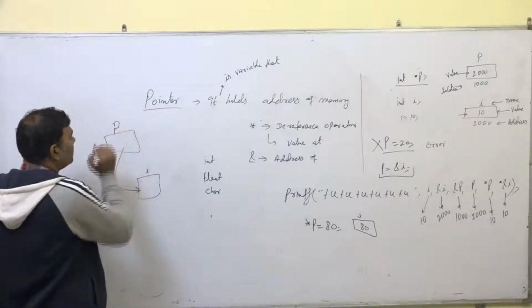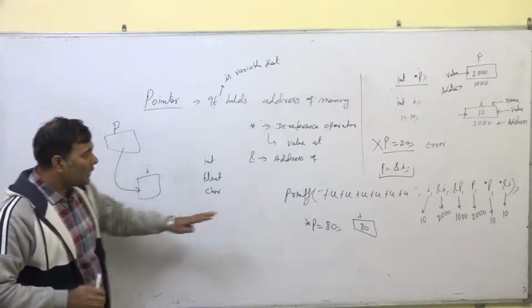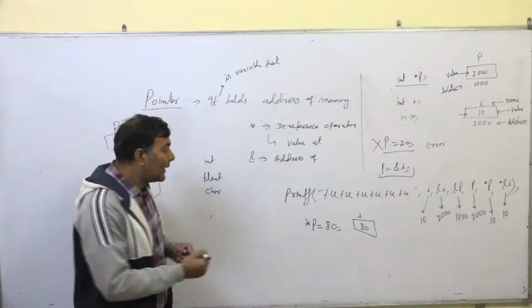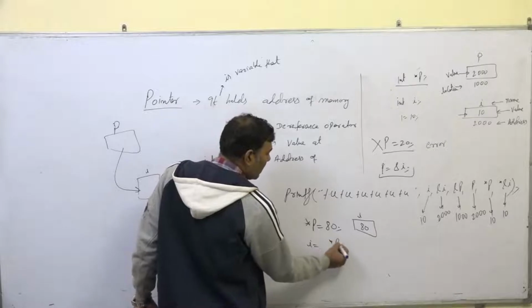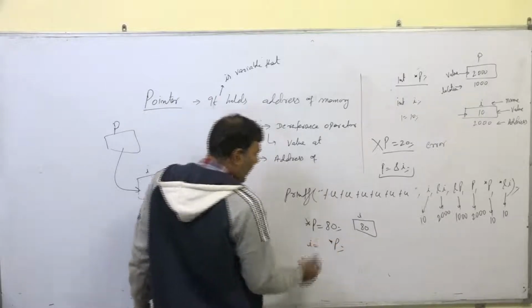Is it understood? So it is the normal procedure. Understand? If we write I equal to pointer P, whether it is correct or not.